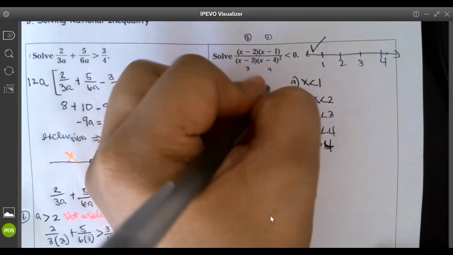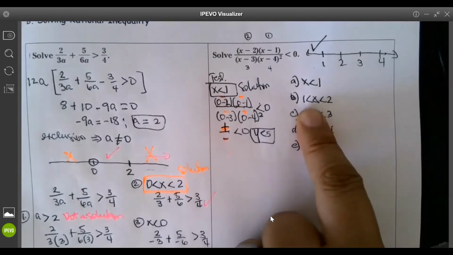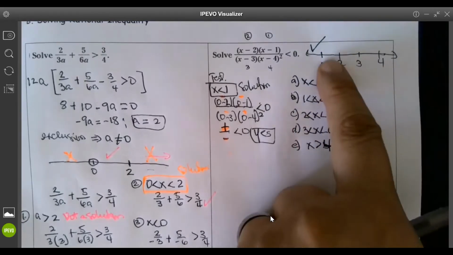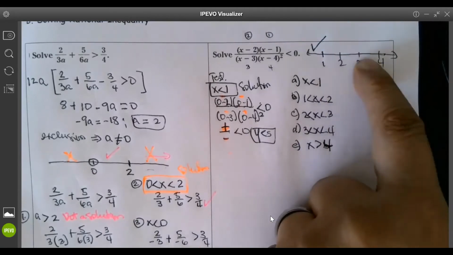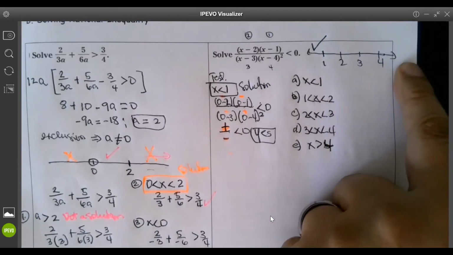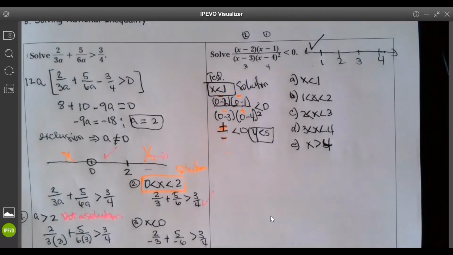Okay, and then continue testing the others. In between 1 and 2, you can use 0.5. You can use 2.5, you can use 3.5, and you can use 5 here, and decide the solution. Okay, so that is rational equations and inequalities.